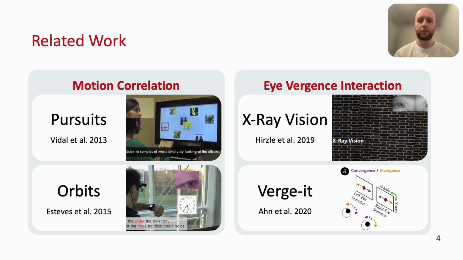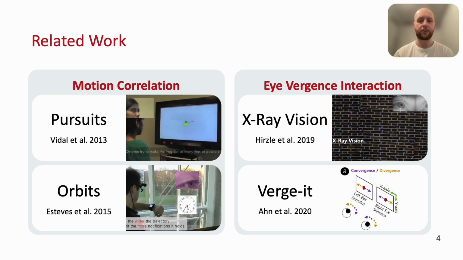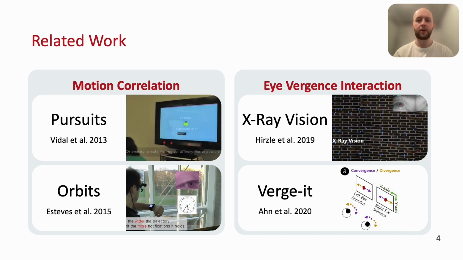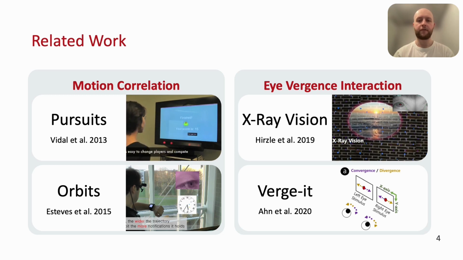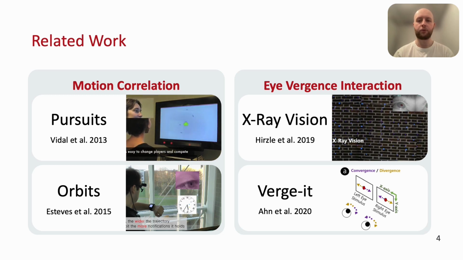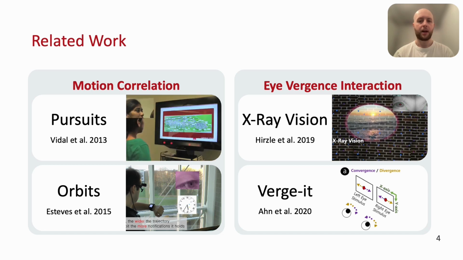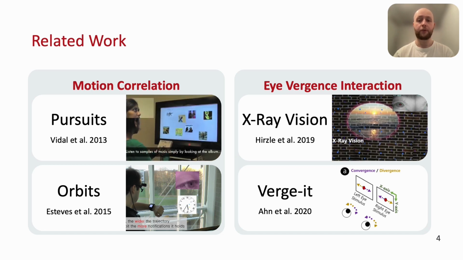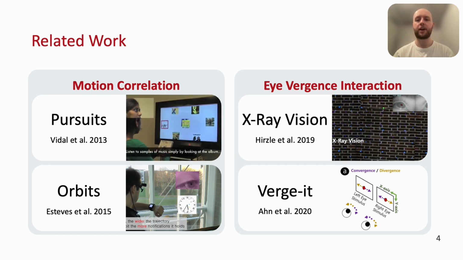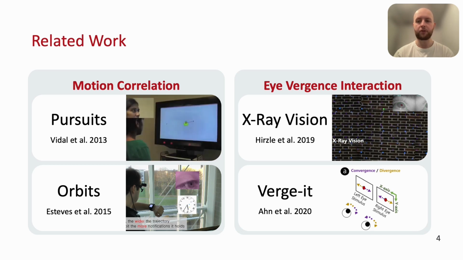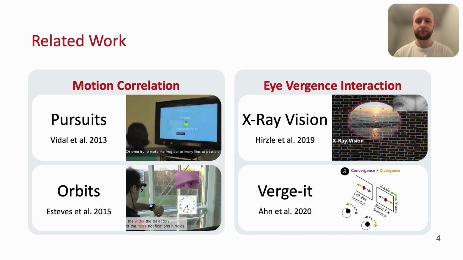A closely related paper is Ahn et al.'s Vergit, which provides a feasibility assessment of combining vergence eye movements and motion correlation by overlaying visual stimuli that move horizontally to control objects in the scene. And we build on this work by inducing back and forth movements on objects within the environment and using multiple concurrent motions to allow for a greater variety of applications and techniques.